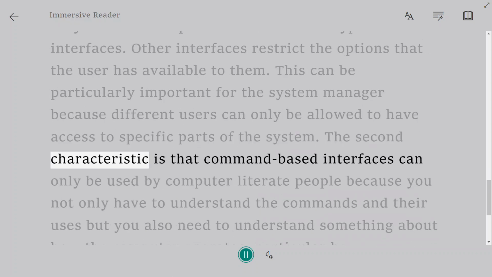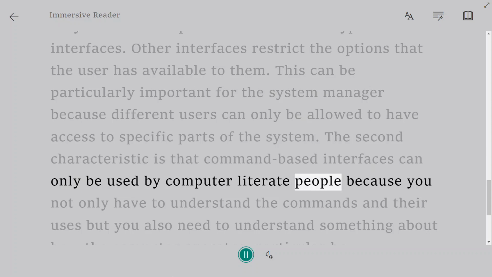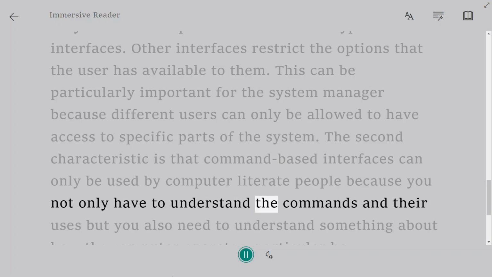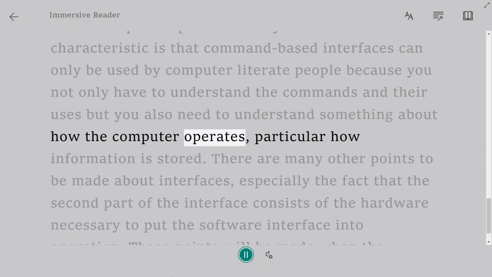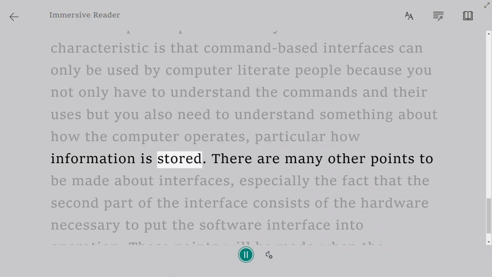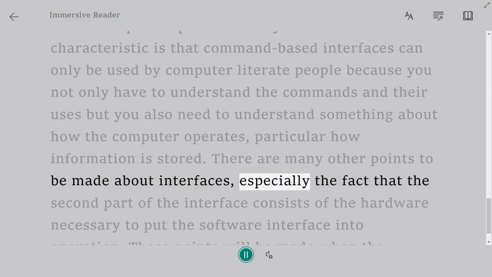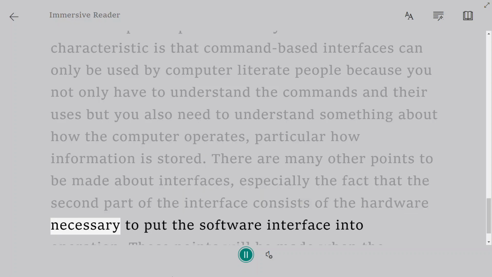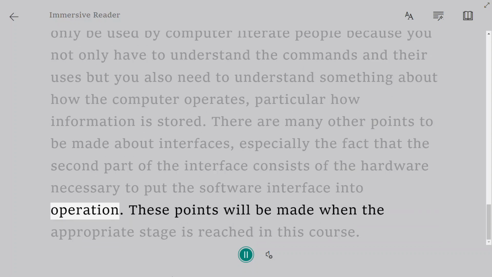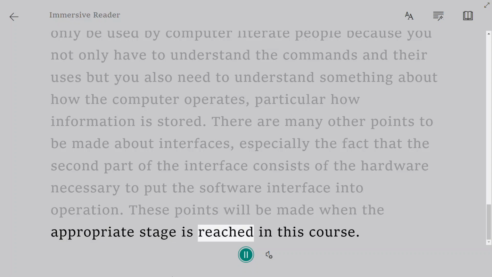The second characteristic is that command-based interfaces can only be used by computer-literate people because you not only have to understand the commands and their uses, but you also need to understand something about how the computer operates, particularly how information is stored. There are many other points to be made about interfaces, especially the fact that the second part of the interface consists of the hardware necessary to put the software interface into operation. These points will be made when the appropriate stage is reached in this course.